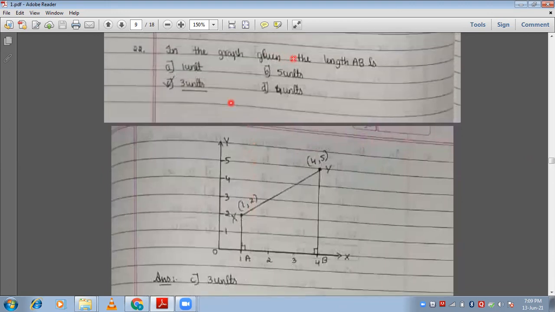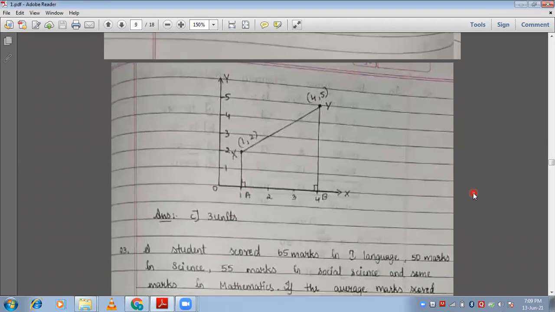Next, in the graph given, the length of AB is dash. Given the graph here, you need to find the distance from A to B. Very simple: A to B is 1 unit plus 1, 2 units, 3 units. The distance between A and B is 3 units. So option C is correct. Next sum.